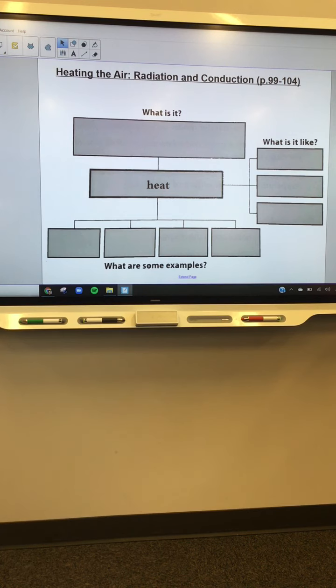Like examples are, oh, a campfire. Oh yeah. S'mores. Hot chocolate. Pizza out of the oven. Hot on the stove. I'm putting it's hot for what's it like? And what is it? Light. Not heat, not a pot.